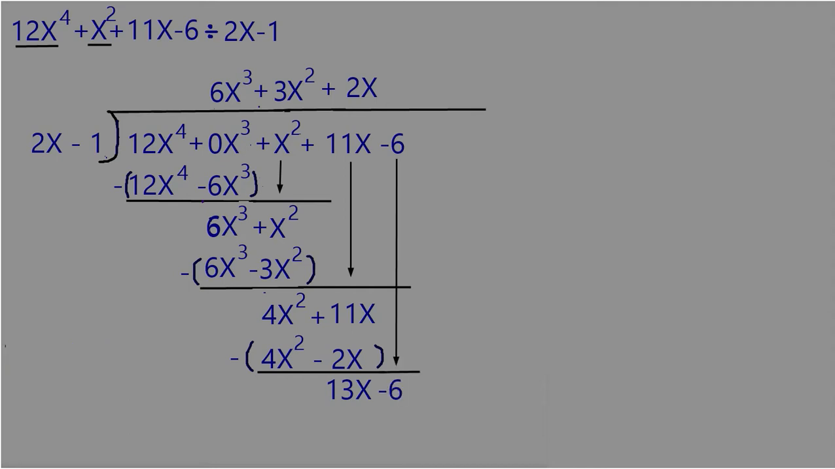13x divides by 2x, gives 6.5 only, or a fraction of 6.5. Because the x's will cancel each other, we are only left with 6.5. 6.5 times 2x gives 13x. 6.5 times negative 1 gives negative 6.5. Negative 6 minus 6.5 gives positive 0.5. So guys, we are now finished.